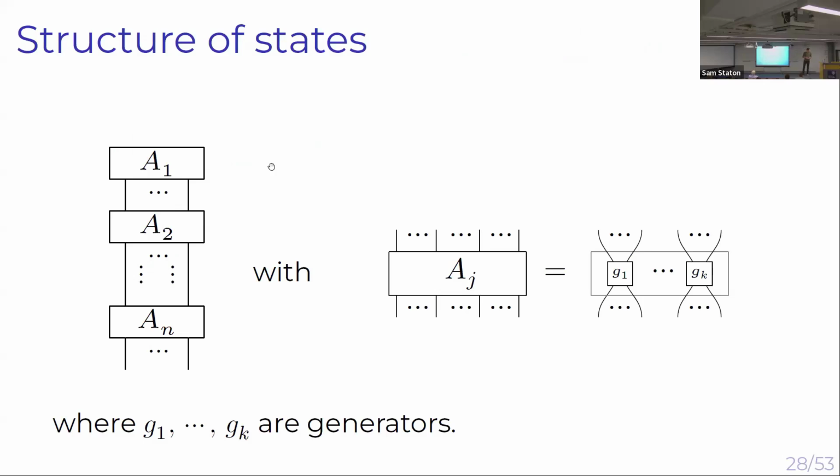Then just a quick note. Any diagram has this form. We have layers of diagrams, these A's, and these A's will always be the composition of generators. So this is how states will look like. And then what we want to do is rewrite this whole diagram into a normal form.